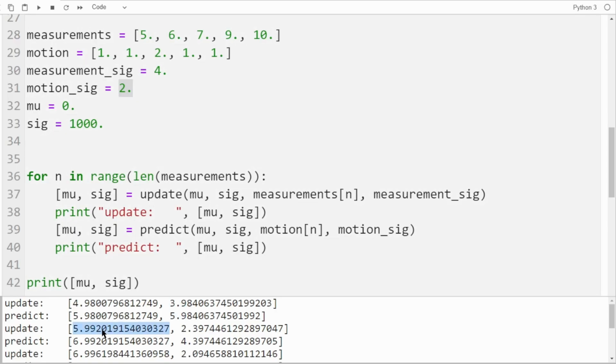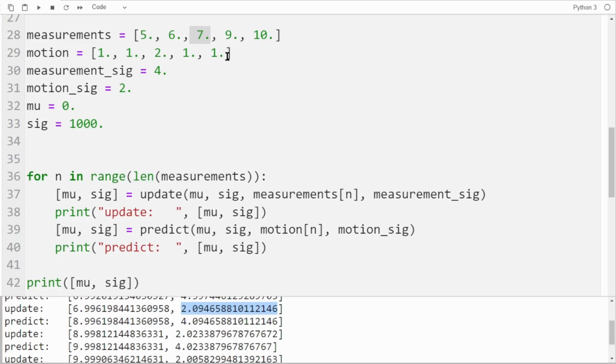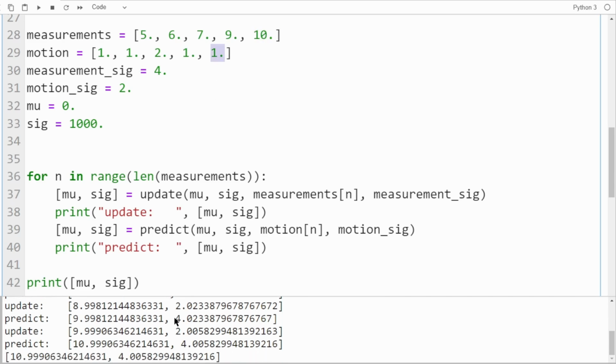And then the next update comes in at 6. And that gives us a measurement of 5.99, and now a reduced uncertainty of 2.39. And then we're going to move to the right again by 1, which makes the prediction 6.99. Uncertainty goes up. We measure 7. We get to 6.99, almost 7. Uncertainty goes down. We move 2 to the right, measure 9. 1 to the right, measure 10. And move 1 again. The final thing is in motion.